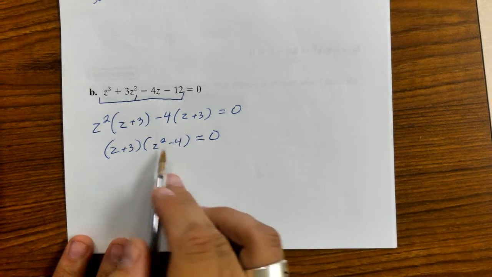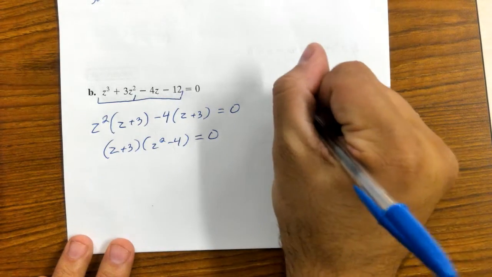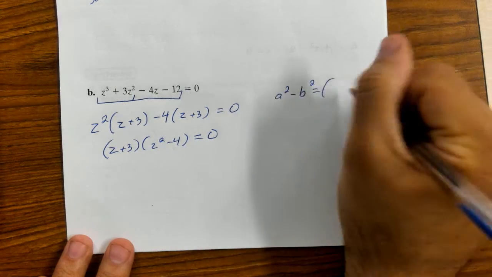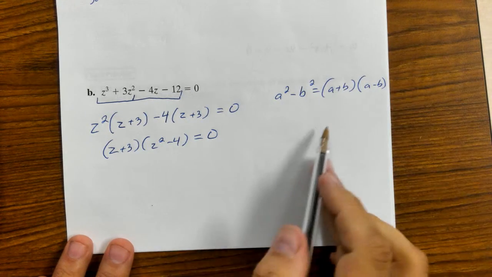This second factor here can be factored further. It's a difference of squares. Remember, a difference of squares would be a squared minus b squared, and that factors to its conjugates, a plus b times a minus b. So we have that here.